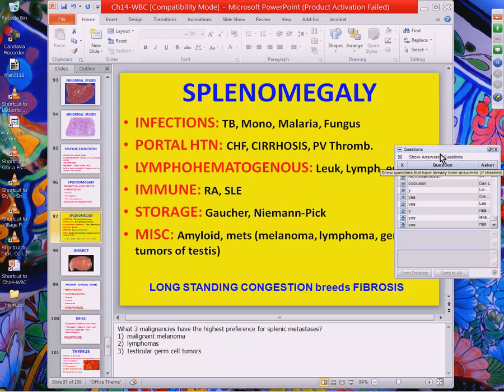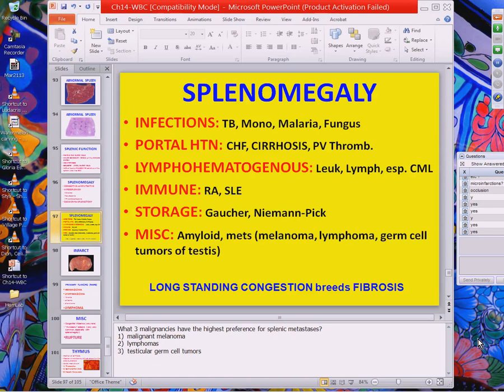Now, here's your big laundry list. This is the thing that I tried to get you away from, but it's inevitable. But try to think of it again as a concept of either infiltrative versus congestive. What are the common infections that involve splenomegaly?